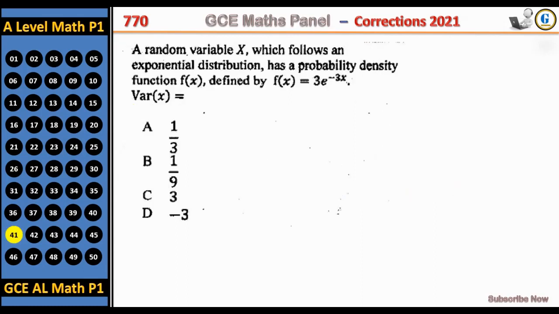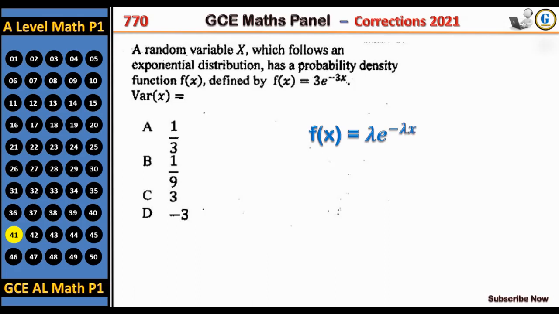A random variable x which follows an exponential distribution has a probability density function f of x defined by f of x equals 3 exponential minus 3x. What is the variance? An exponential distribution is denoted by f of x equals lambda exponential minus lambda x, where the parameter is lambda.